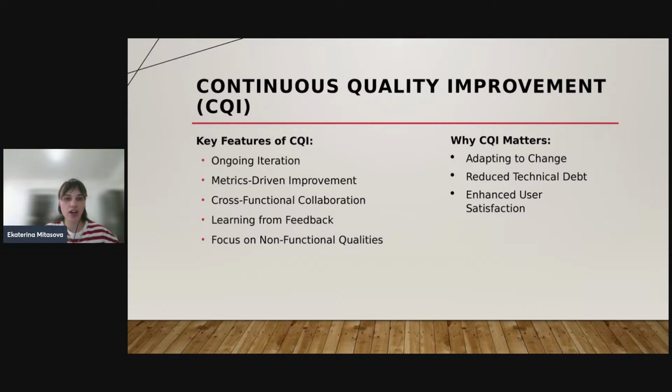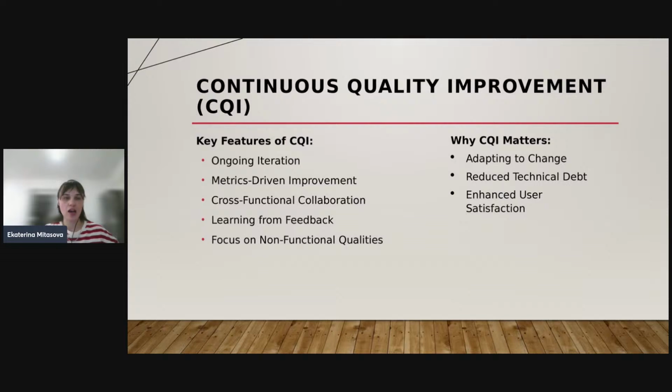Also, there is cross-functional collaboration. Developers, testers, operations, business stakeholders all work together to identify and resolve quality gaps. There is also learning from feedback. CQI relies heavily on continuous feedback loops, whether it's from user input, production monitoring, or retrospective reviews, as we have them in Agile. And there is a focus on non-functional qualities. Continuous quality improvement emphasizes continual improvement of performance, security, usability, and ease of maintainability.